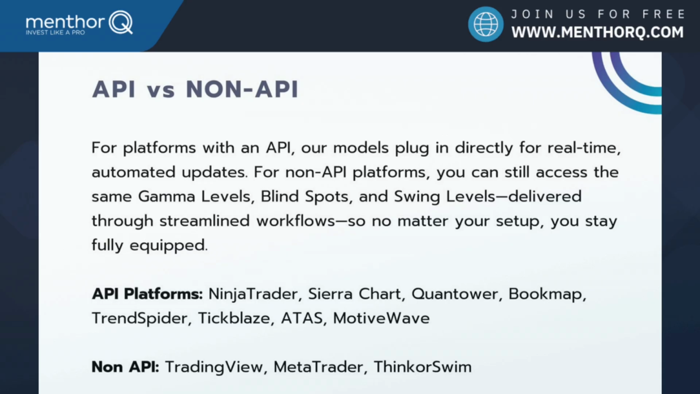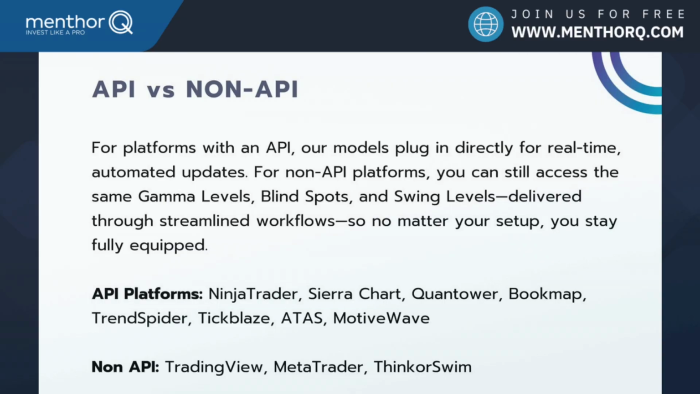This really helps us provide you accurate data as soon as it's available, and it allows you to have all the levels updated in real time within your platform. So you can actually get access to our API within the integrations, and you can get our gamma levels, our blind spots, our swing levels. Examples of platforms where we have API connections are NinjaTrader, Sierra Chart, Quantower, Bookmap, TrendSpider, TickBlaze, Atas, and MotiveWave.